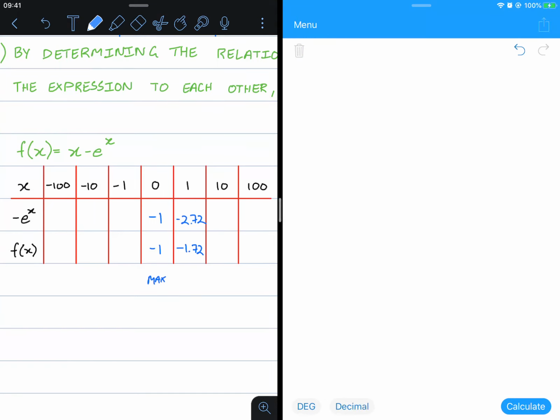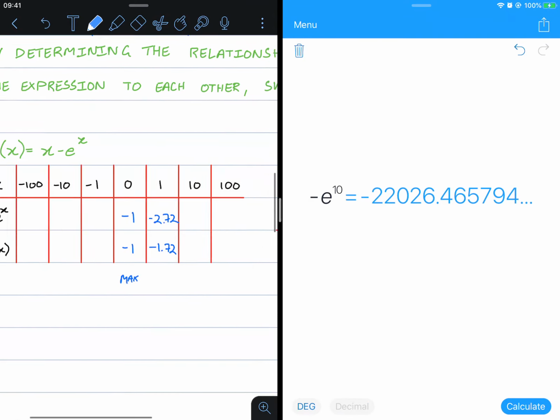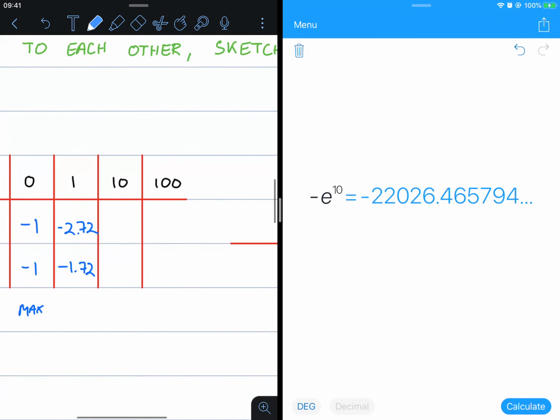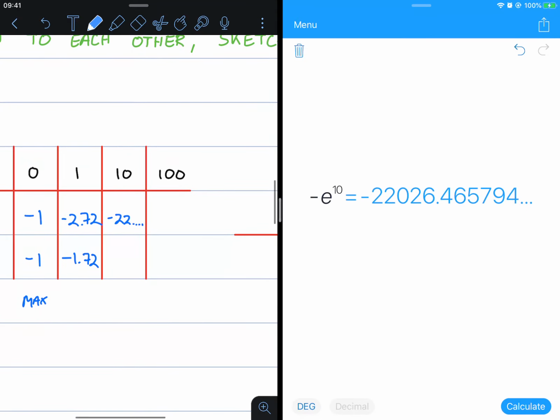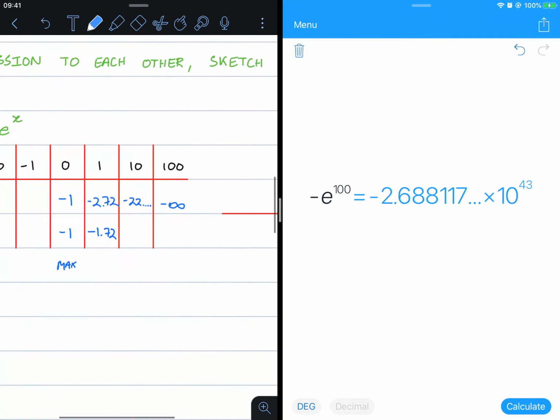Let's check e to the power of negative e to the power of 10. As you can see, it's already gotten really large. So I'm going to write this as negative 22 ... Let's check now what happens if we make it into 100. It's actually absurdly large. So we're going to say that this goes off to negative infinity.